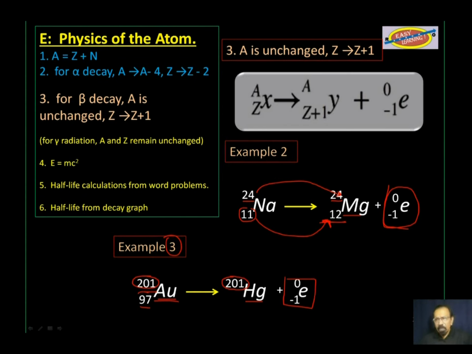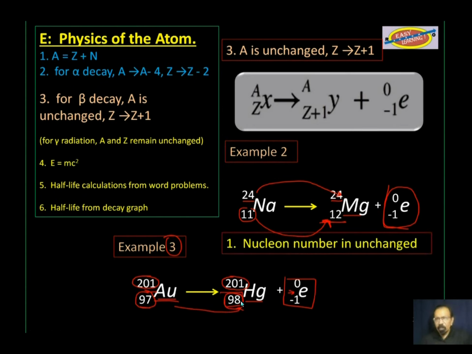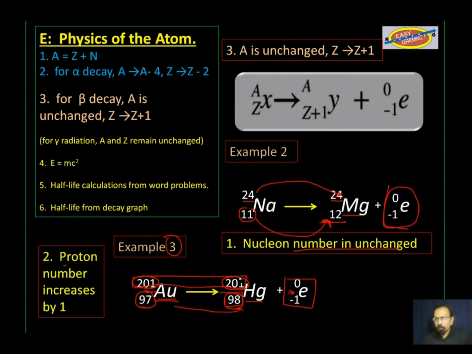But this 97 over here becomes 98, because we now have an additional proton from the one neutron that broke apart to give this electron. So this becomes 98. So the nucleon number is unchanged here, unchanged, 201, 201. The proton number increases by 1. 97 becomes 98, and so on.